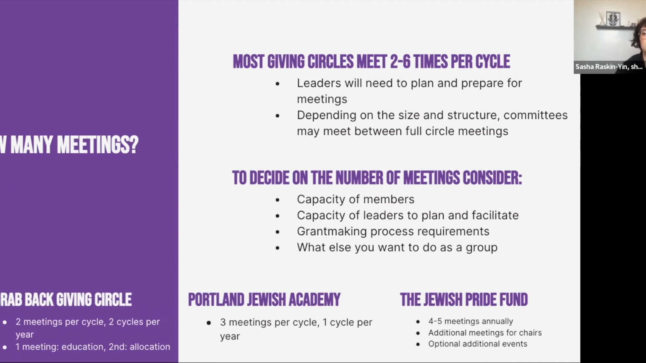Leadership will also need to prepare for each meeting and to do some additional work around the grant-making process, as previously mentioned. If your giving circle is big enough to have committees, they will also need to meet between full giving circle meetings, for example, to narrow down grantees or create a docket.